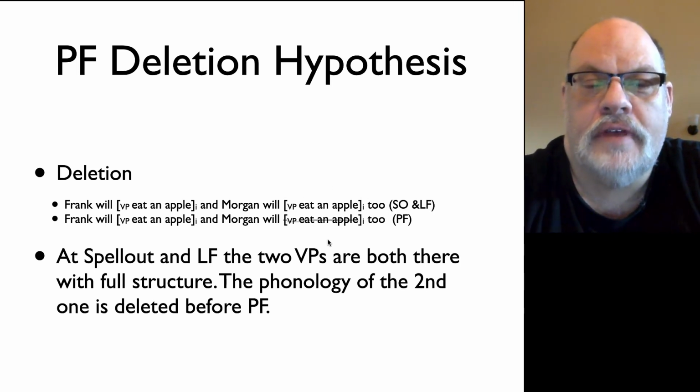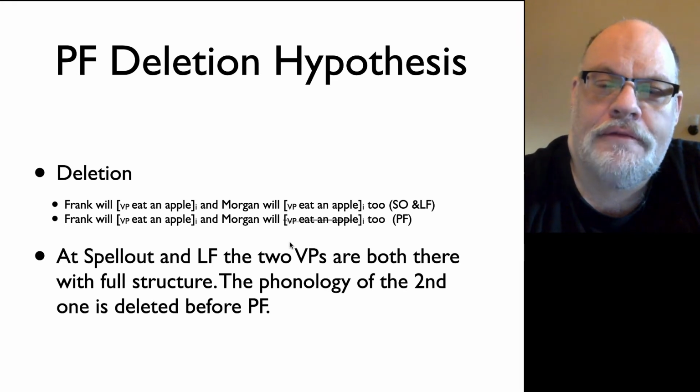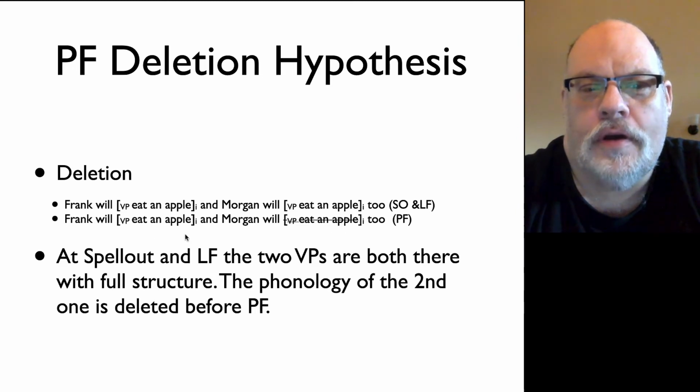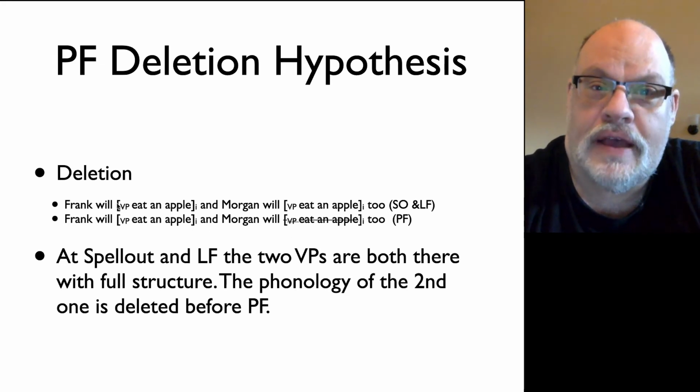So the sentence, "Frank will eat an apple and Morgan will eat an apple too," is essentially the structure of the sentence. It's just that at PF, we hate to say things twice. So because we have already said "eat an apple," we won't say it again. So we choose not to pronounce things that we have already said.